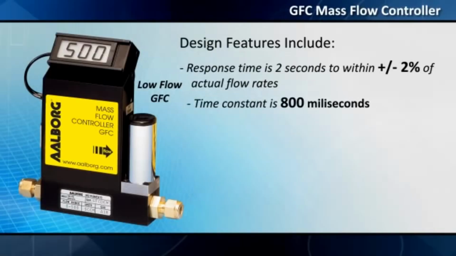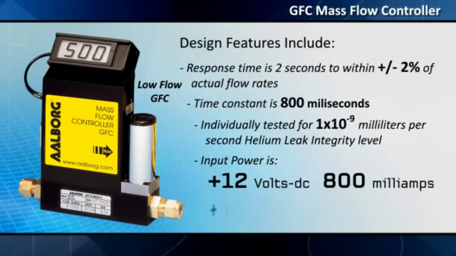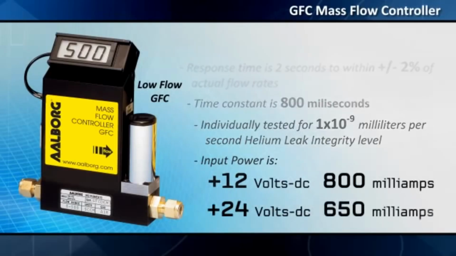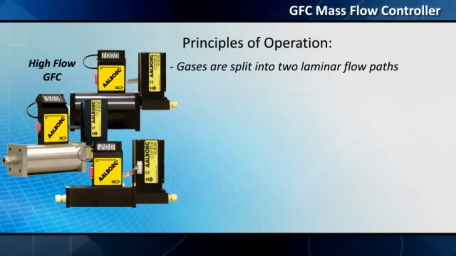GFC mass flow controllers are individually tested for 1 × 10 to the -9th milliliters per second helium leak integrity level. Input power is plus 12 volts DC up to 800 milliamps or plus 24 volts DC up to 650 milliamps. Principles of operation. Gases are split into 2 laminar flow paths, the main conduit and a bypass sensor tube.